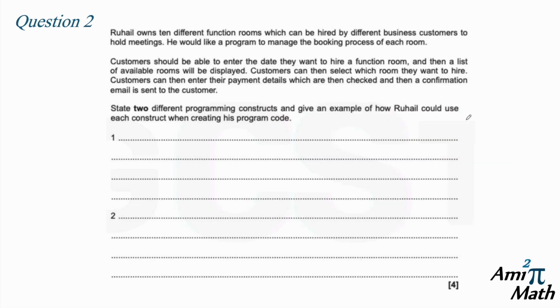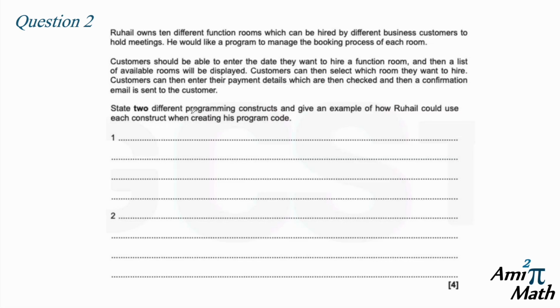Okay. Rahel owns 10 different function rooms which can be hired by different business customers to hold meetings. He would like a program to manage the booking process of each room. Customers should be able to enter the date they want to hire a function room, and then a list of available rooms will be displayed. Customers can then select which room they would hire. Customers can enter their payment details, which are then checked, and then a confirmation email is sent to the customer. State 2 different programming constructs and give an example of how Rahel could use each construct when creating his program code.